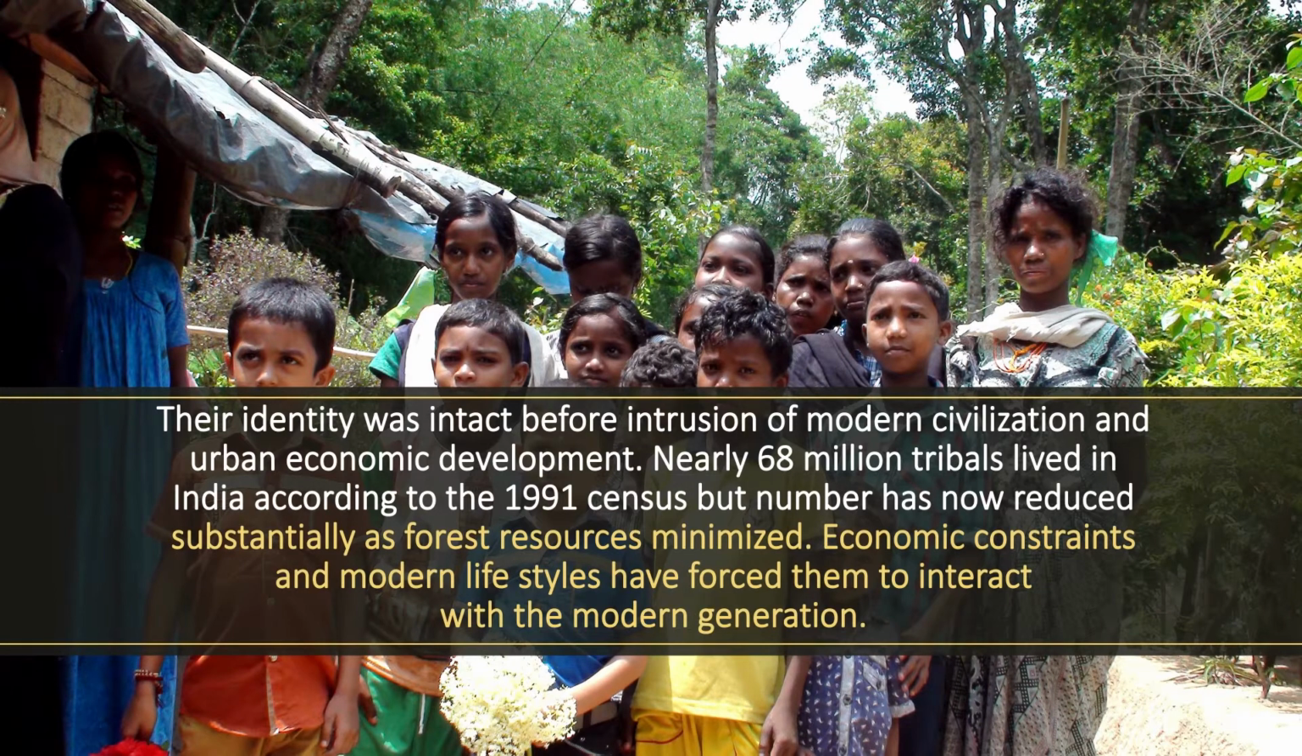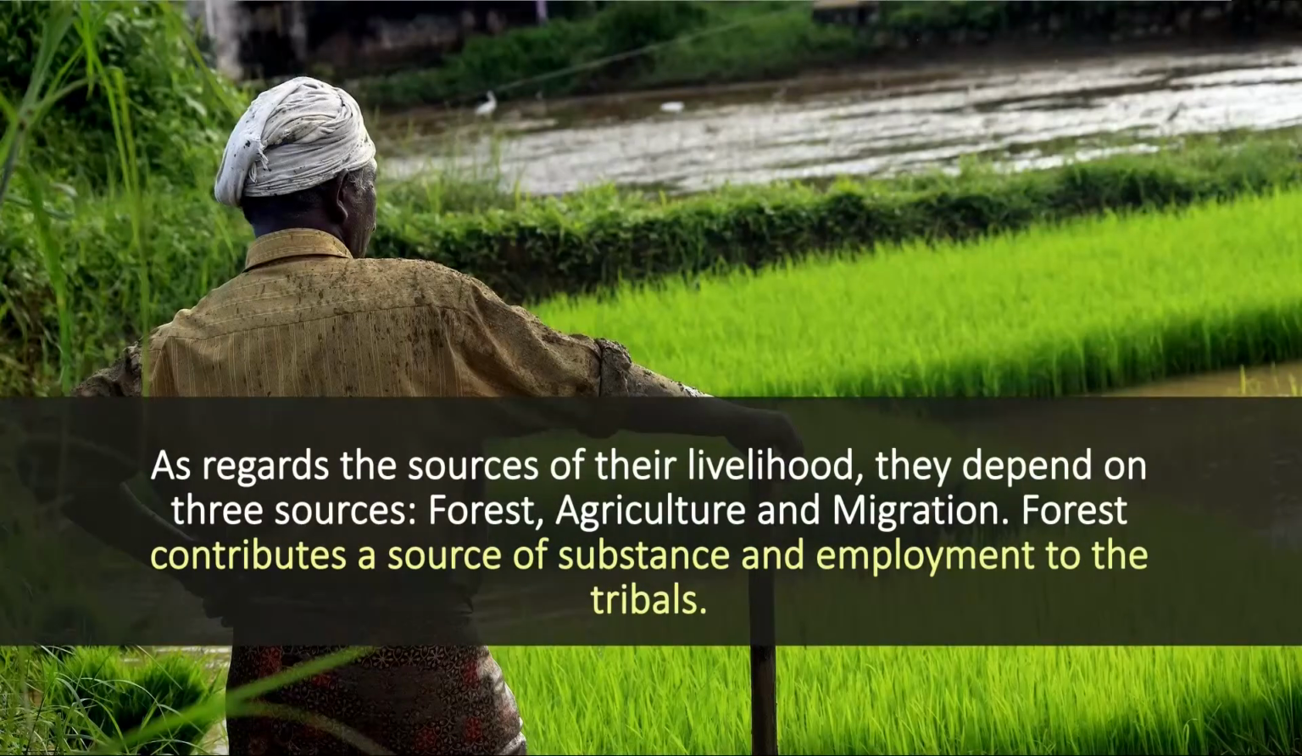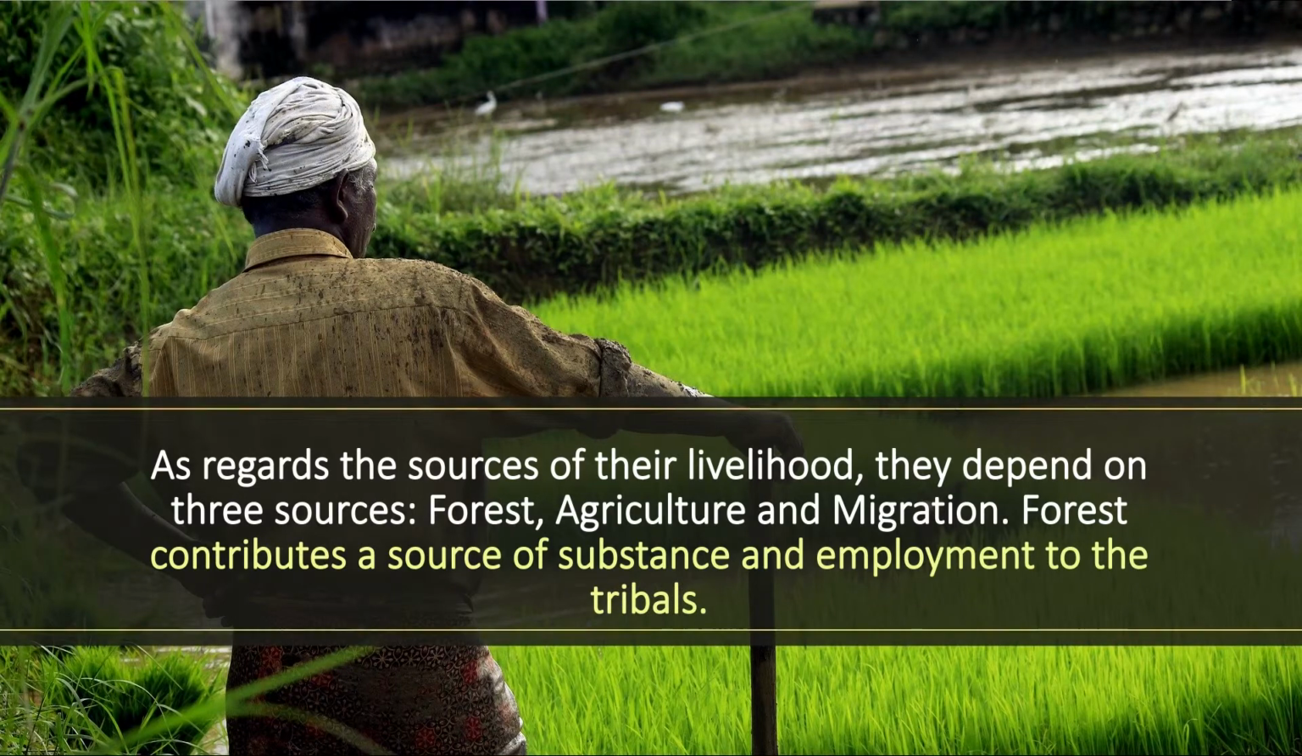Nearly 68 million tribals lived in India according to the 1991 census, but the number has now reduced substantially as forest resources diminished. Economic constraints and modern lifestyles have forced them to interact with the modern generation. As regards the sources of their livelihood, they depend on 3 sources: forest, agriculture, and migration.